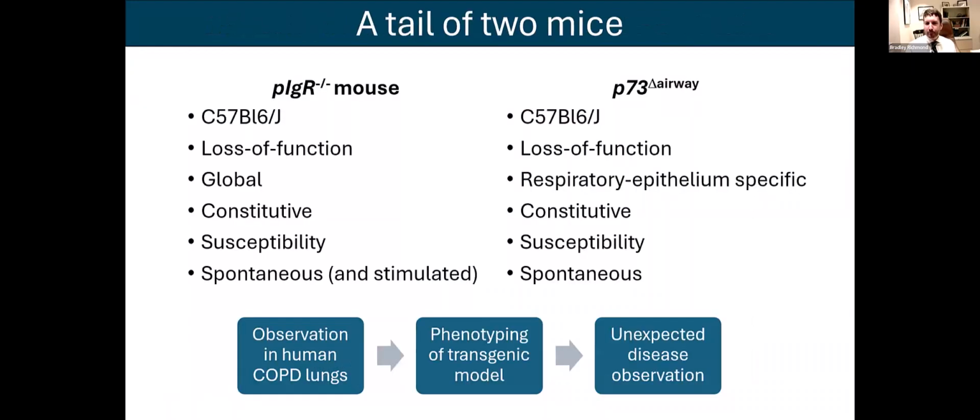So I'm going to just highlight some of these points with two mouse models that we've used. Nothing particularly special. I'm not advocating that these are necessarily the best models for COPD, but I think it highlights some important lessons.